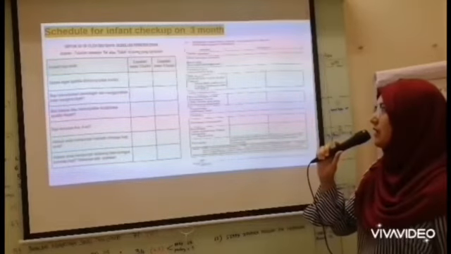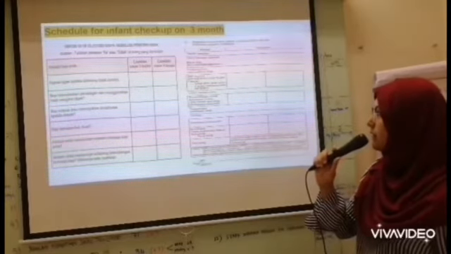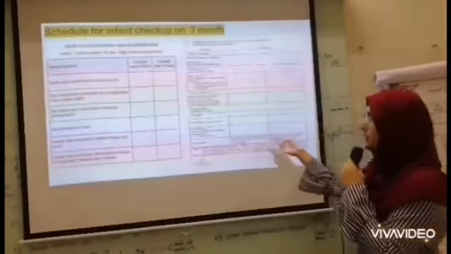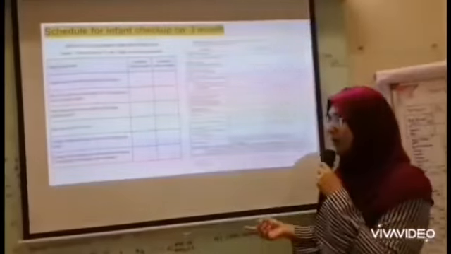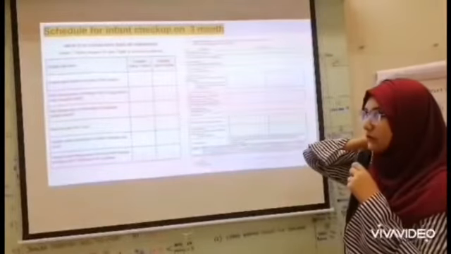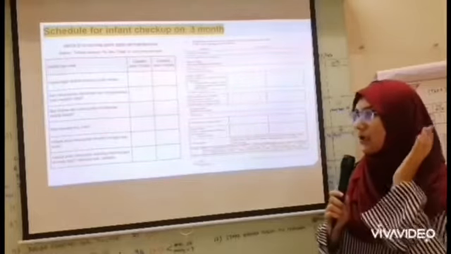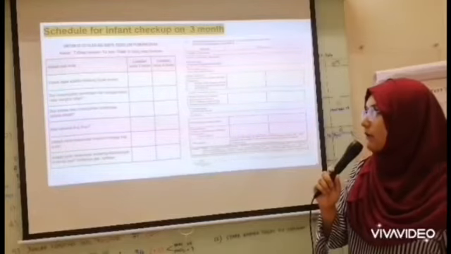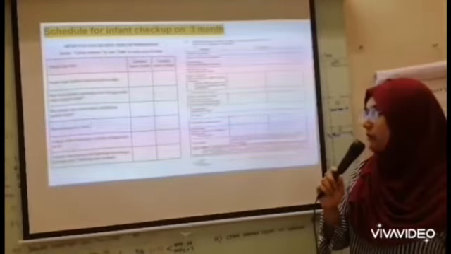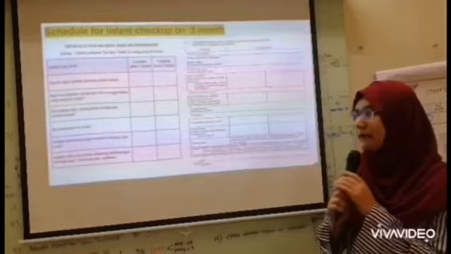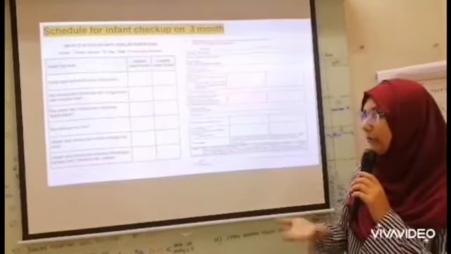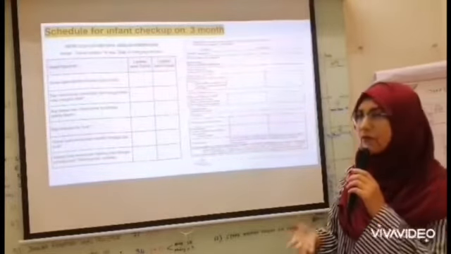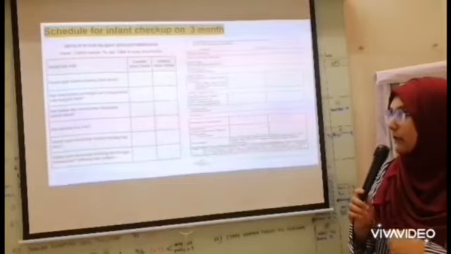Okay, this is actually the same schedule for infant checkup at 3 months. The difference is the points on the checklist here. For a 3 months baby, usually the baby's head is quite strong. We can see the head is already upright, straight. Bayi menumpukan pandangan dan menggerakkan mata mengikut objek. Okay, the baby has response. The baby can laugh when we tease, and the baby can laugh and react to the voice and the environment.